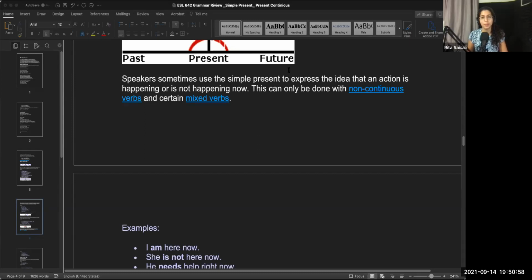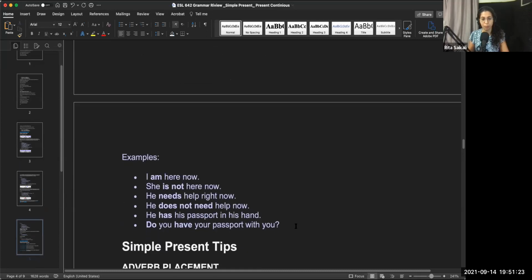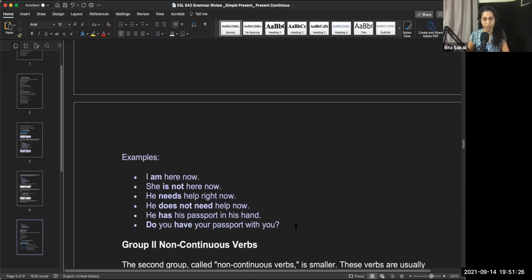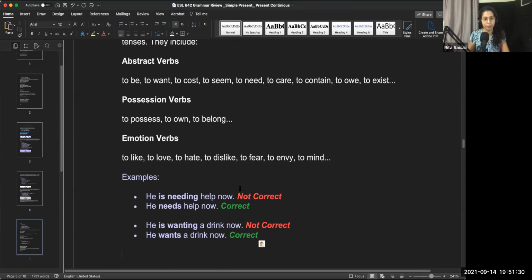So these verbs are usually things that you cannot see somebody doing. That's why they're not continuous. For example: to be, to want, to cost, to seem, to need, to care, to obtain, to own, to exist. These are all non-continuous verbs. But let me do this for a second so that it will make a little more sense.